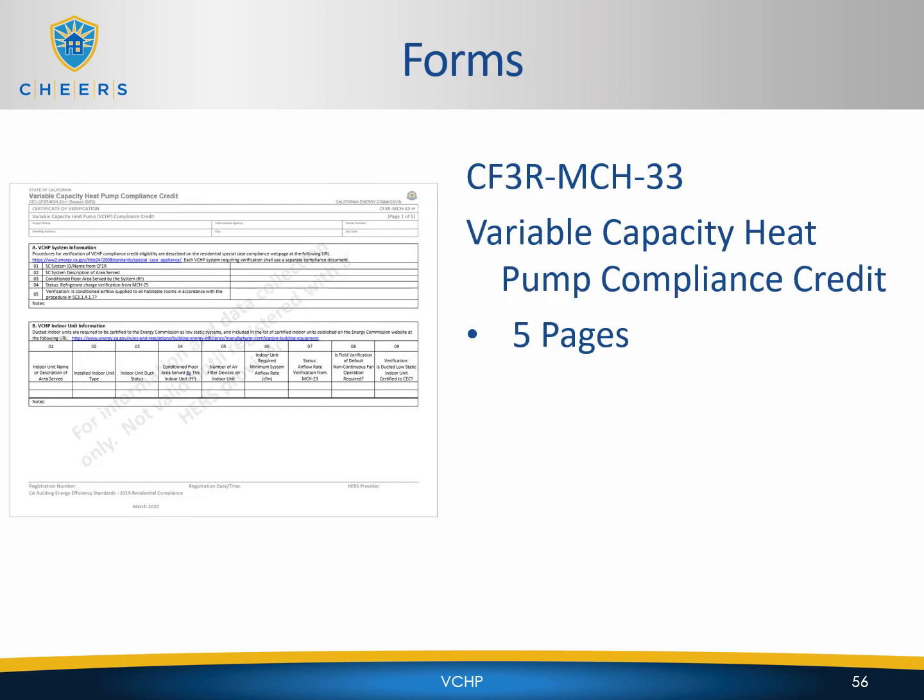The form that will be used to document the variable capacity heat pump compliance credit is the CF3R-MEC-33, and it is 5 pages long.